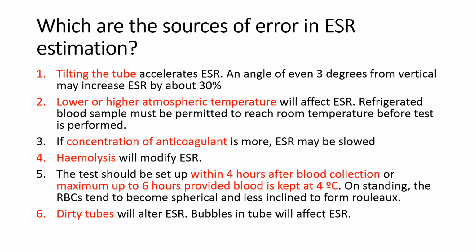Hemolysis will modify ESR. The test should be set up within 4 hours after blood collection, or maximum up to 6 hours provided the blood is kept at 4 degrees centigrade. On standing, the RBCs tend to become spherical and less inclined to form rouleau. Dirty tubes will alter ESR. Bubbles in tube will affect ESR.